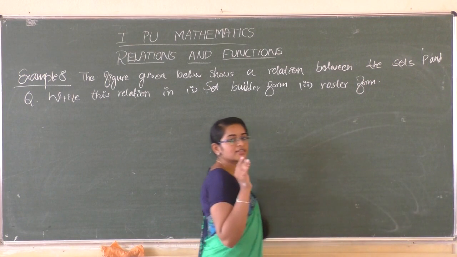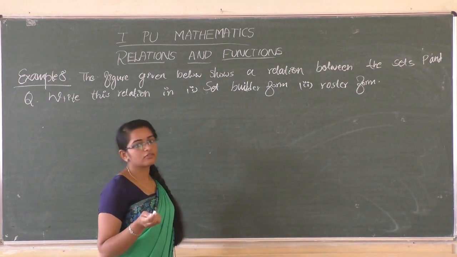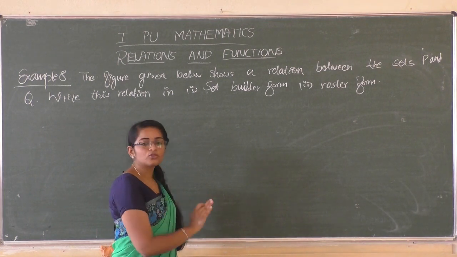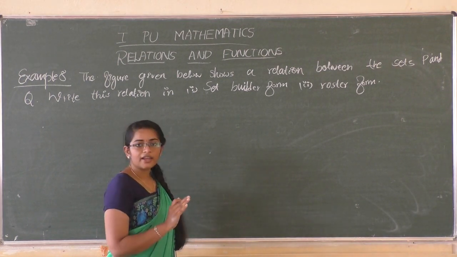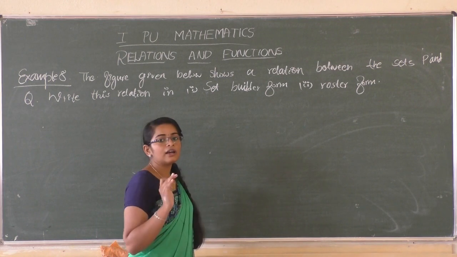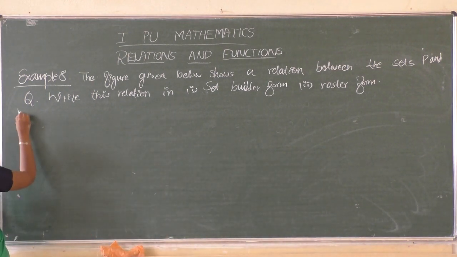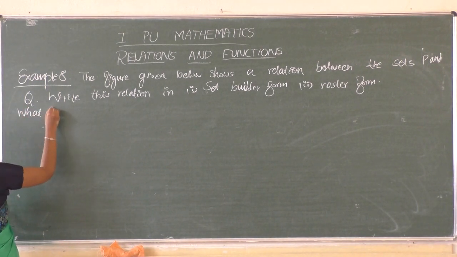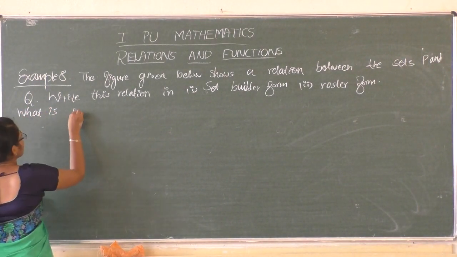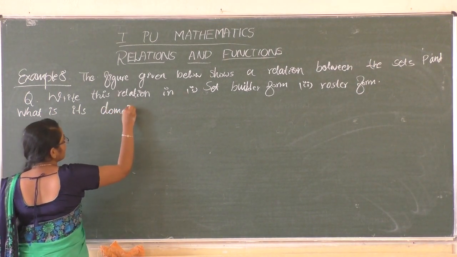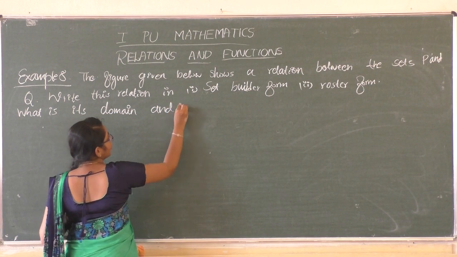You have learned what is set builder form, what is roster form in the previous chapter. If you have doubts, please go through the videos once again and come back here. You will understand the concept. Okay. Now, also we need to find the domain and range.